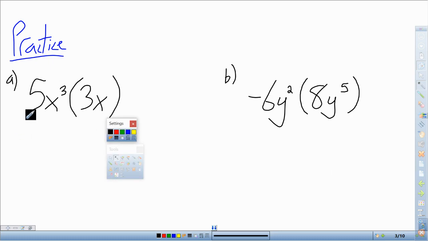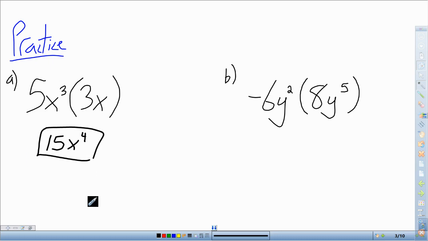Okay, so on letter A, 5 times 3 gives me a 15. X cubed times x to the power of 1 gives me x to the power of 4. And there we have it. Okay, letter B, same idea. Negative 6 times 8 is negative 48. And y squared times y to the power of 5. Remember, add those together and get y to the power of 7. And there we have it.